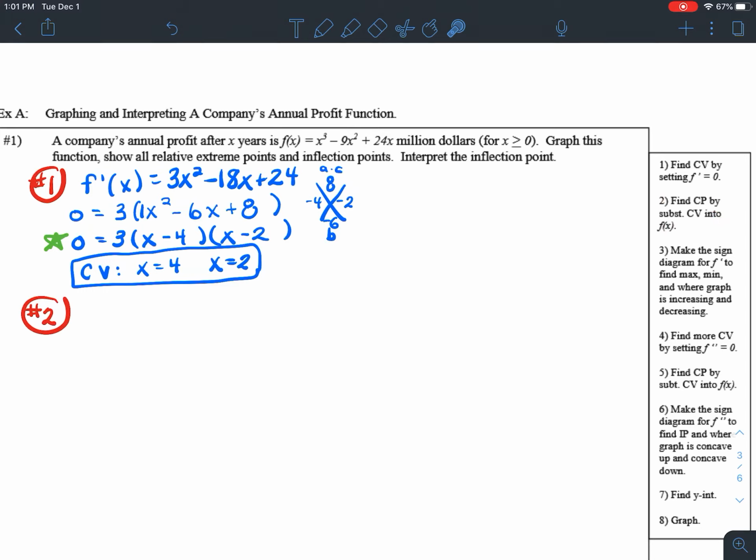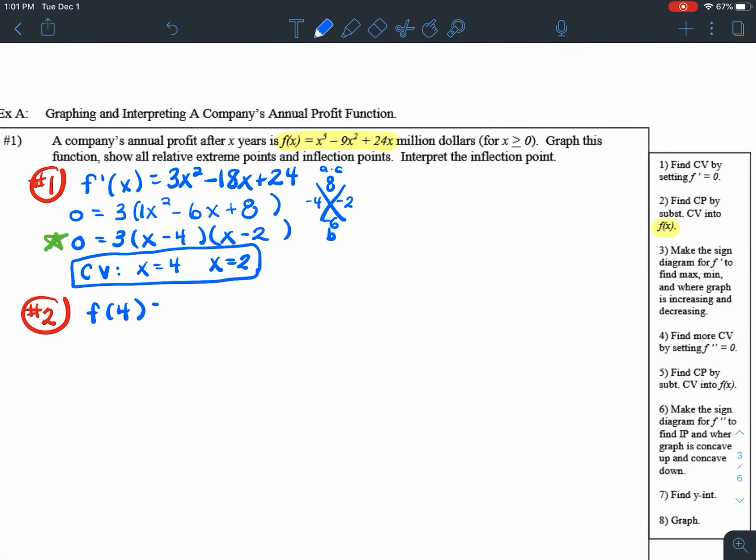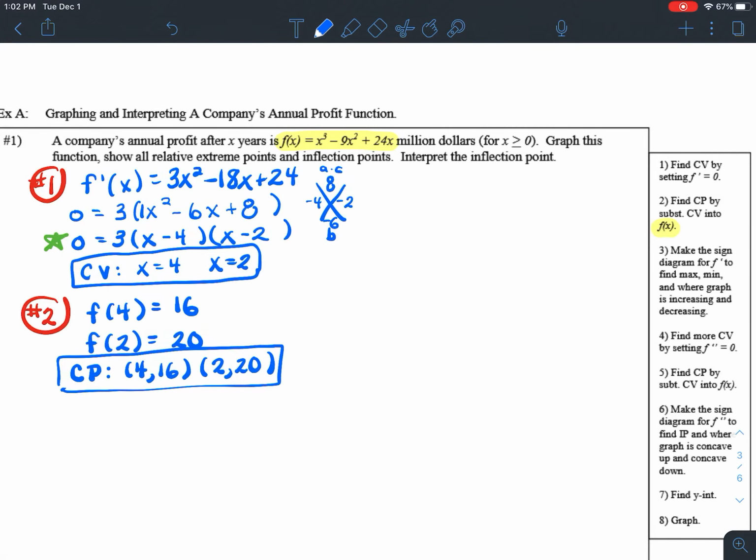So step number 2 is for us to find the critical point by substituting that critical value into, very important here, the original function. Okay, we're looking for the y value that is going to be on the graph that goes with these critical values, these x values here. So we're going to take the original function, substitute a positive 4 in, substitute a positive 2 in. You can see that we get 16 back out for the 4 and 20 back out for the 2. So I'm going to label this CP for critical points. These will eventually be the points that I will be putting on my first derivative sign diagram.